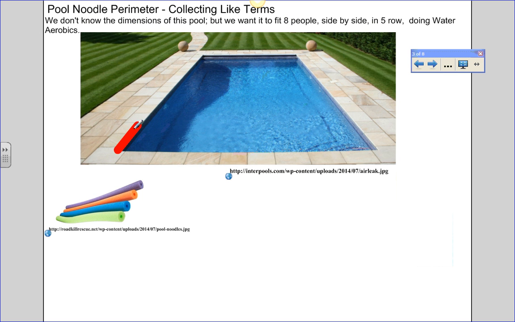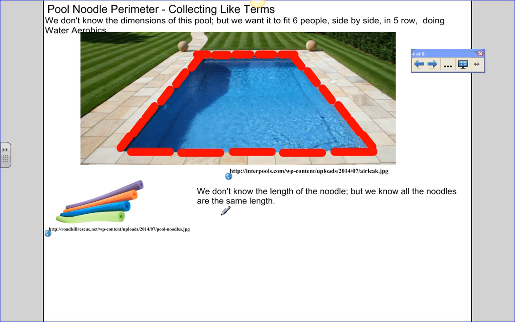So there's one pool noodle, and of course I'm going to fit side by side pool noodle after pool noodle. Now all the pool noodles you can see are all the same length. So since they're all the same length, we'll use the same variable for each. So we don't know the length, but we do know they're all the same. So that means I can use a variable. And in this case, I think I'm going to use the variable P to stand for pool noodle. So the variable will be P.